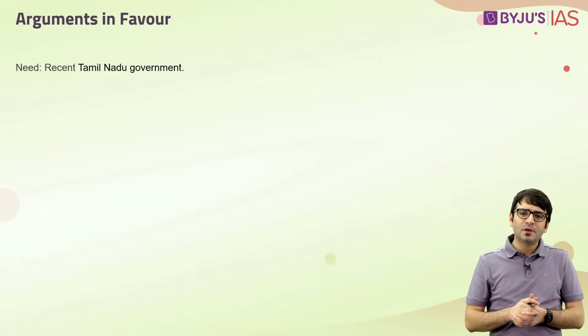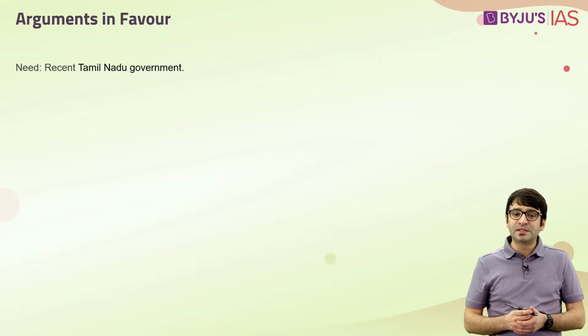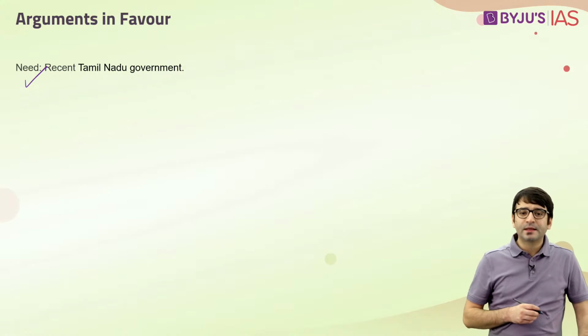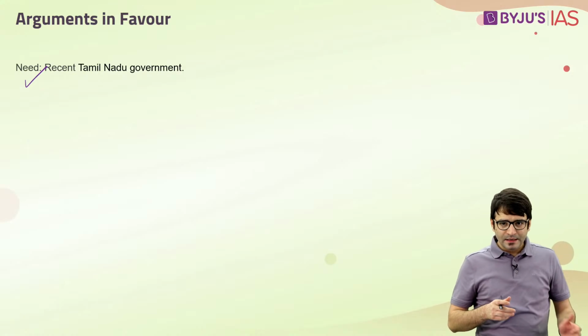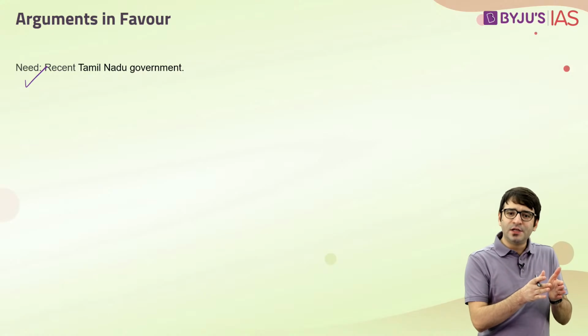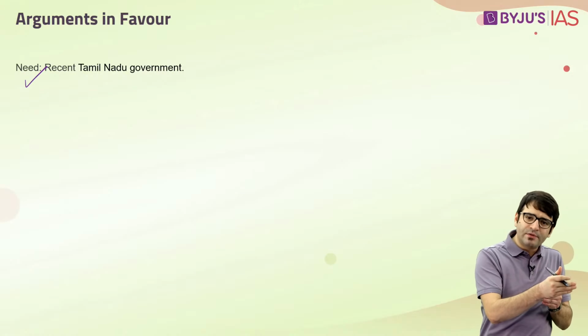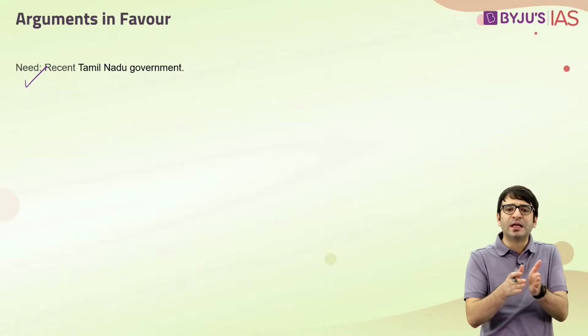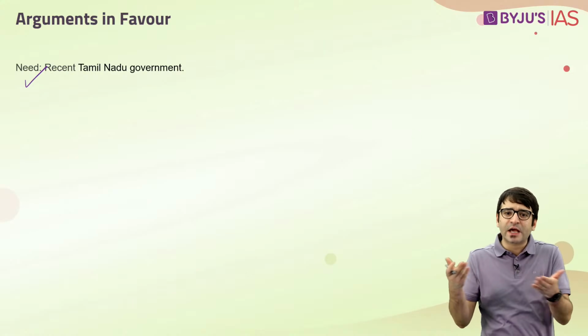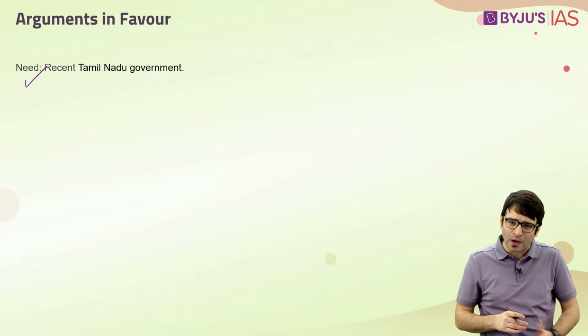What is the reason? What is the need? What are the arguments in favor? Number one, recently the Tamil Nadu state government issued an order that we will have 3 lakh teachers, both from private schools as well as government schools, and we need them for election duty. The election is scheduled for May 2021.